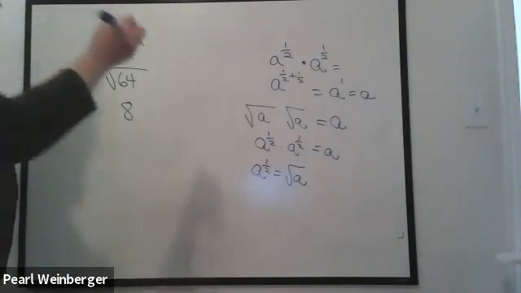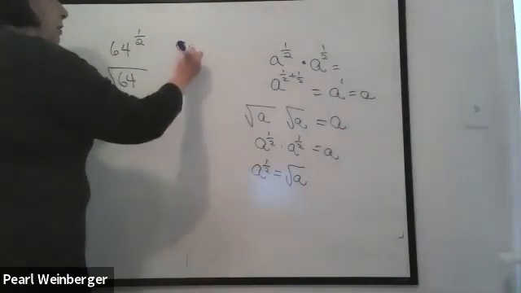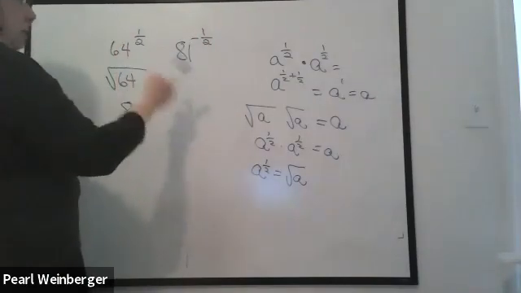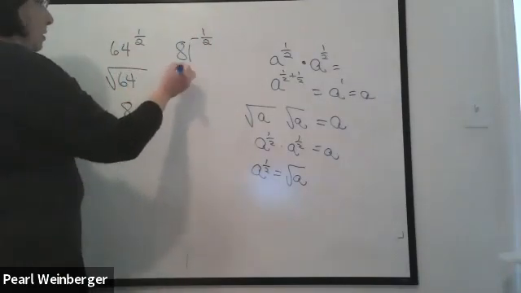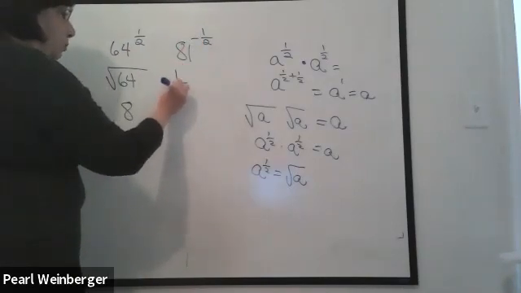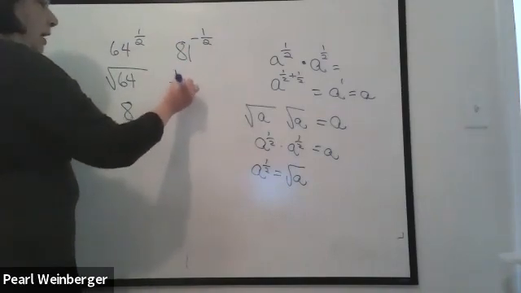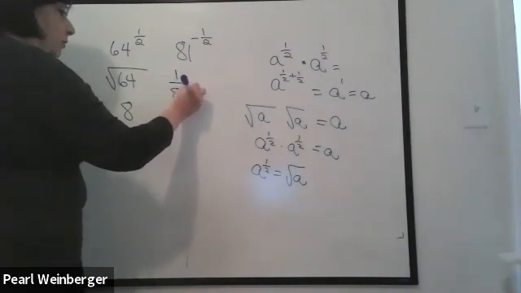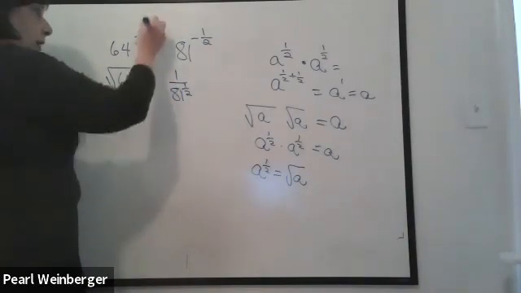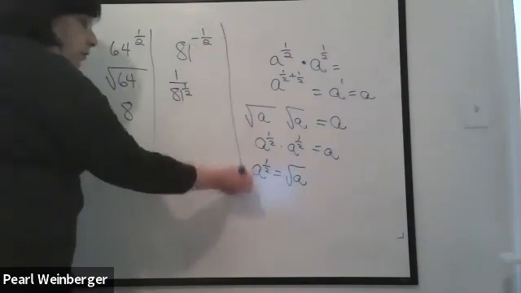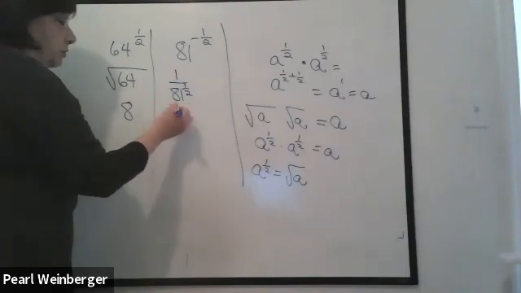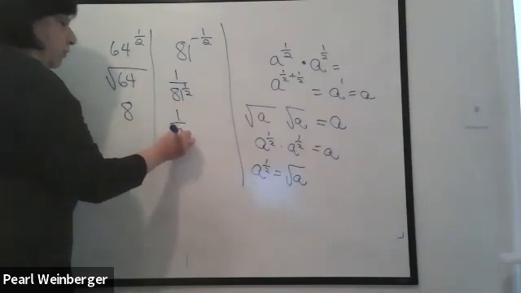If I give you 81 to the negative 1/2 exponent, well, that's telling me to do two things. I know the negative exponent means take the reciprocal of the base, so put 1 over 81, and change your exponent to positive. So this means 1 over 81 to the 1/2 power. And 81 to the 1/2 power means the square root of 81, which is 9. So this means 1 over 9.